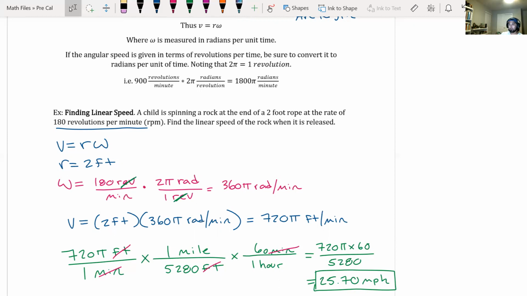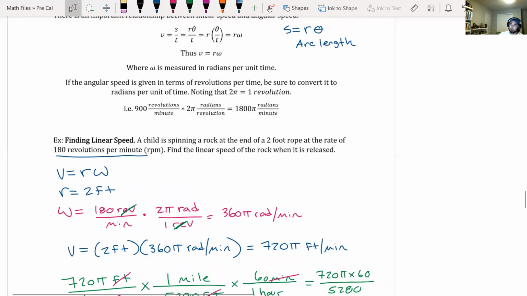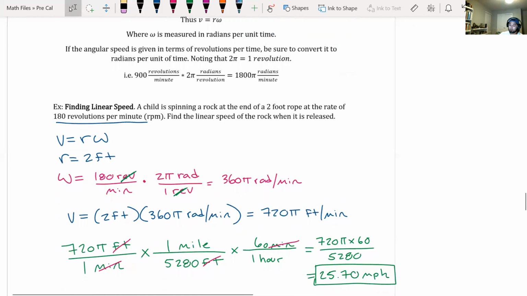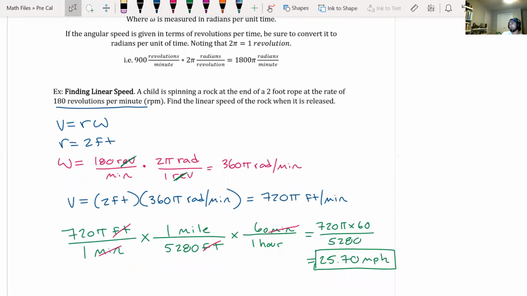Okay, thanks. Are we going to need to convert it to miles per hour for my math lab? I think so. That's why I show it. I think it makes you do it.